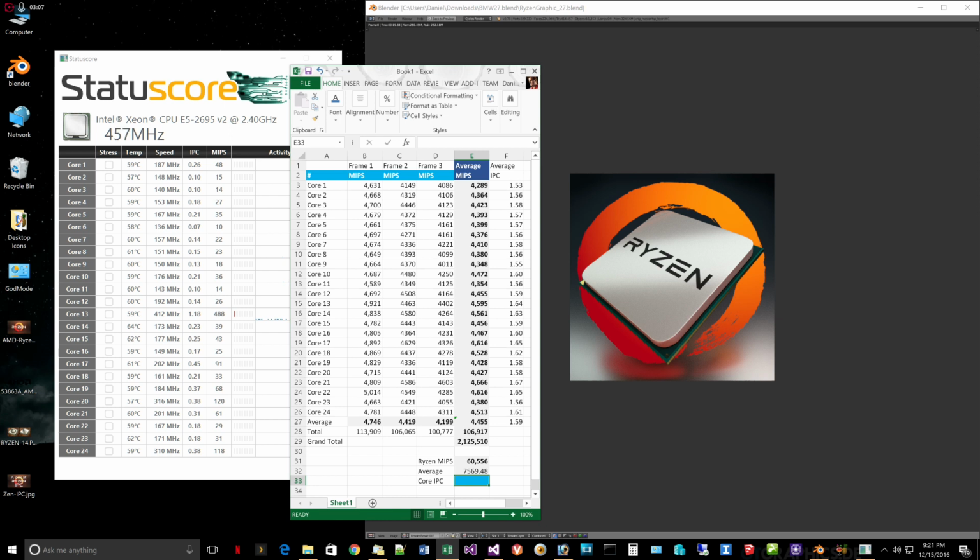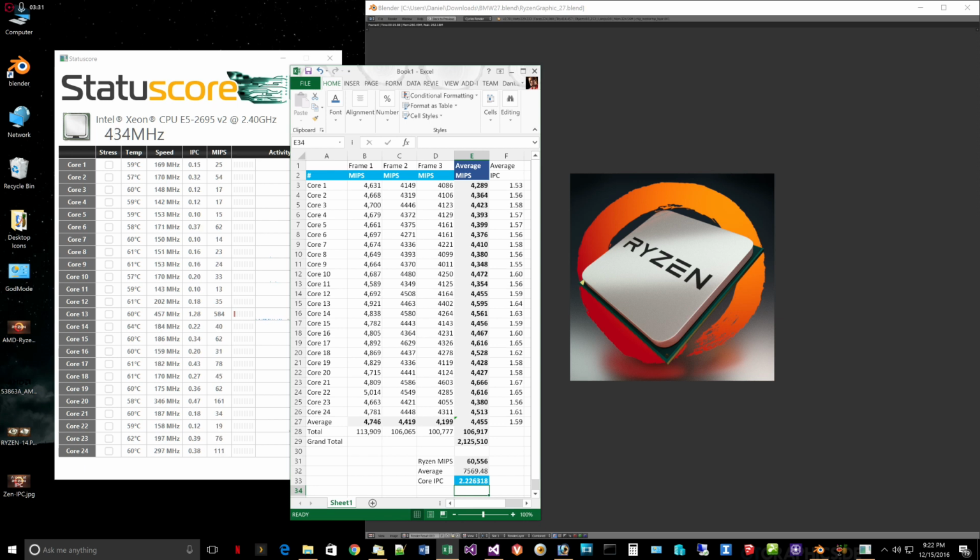And this is exciting because I don't think anybody knows this. Nobody's ever looked. And AMD certainly hasn't told us. And so this is the big reveal. What is the IPC of Zen? Well, let's find out. All we have to do is we take that average MIPS and we divide it by the clock speed, which is 3400. And that gives us 2.2 instructions per clock cycle.